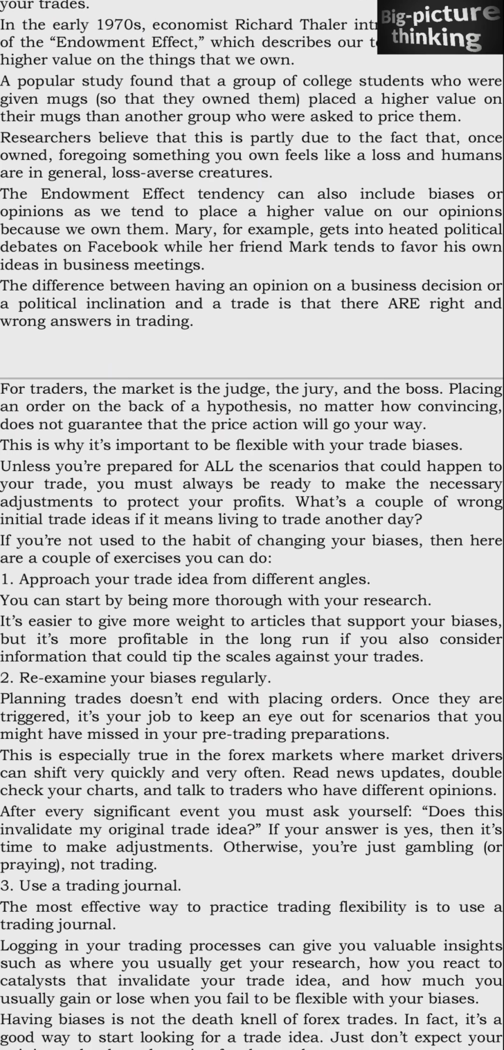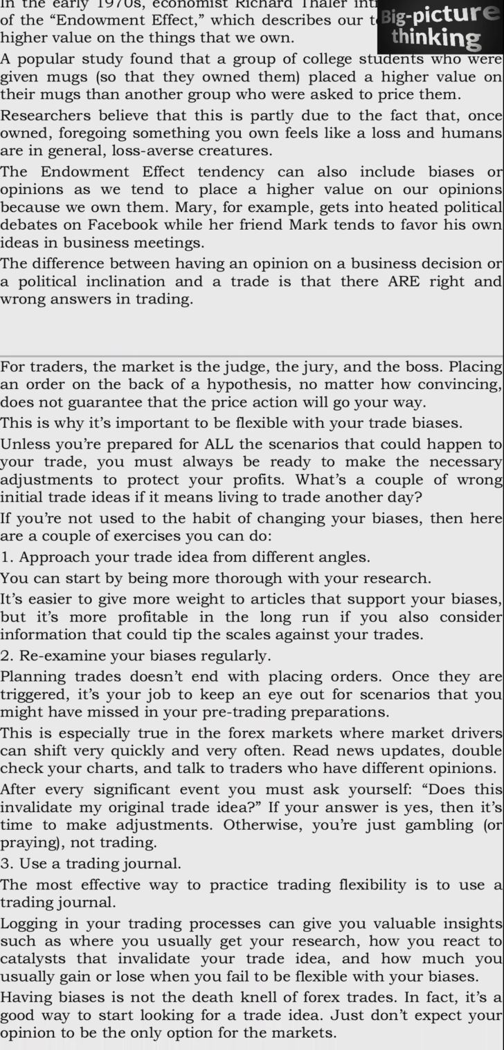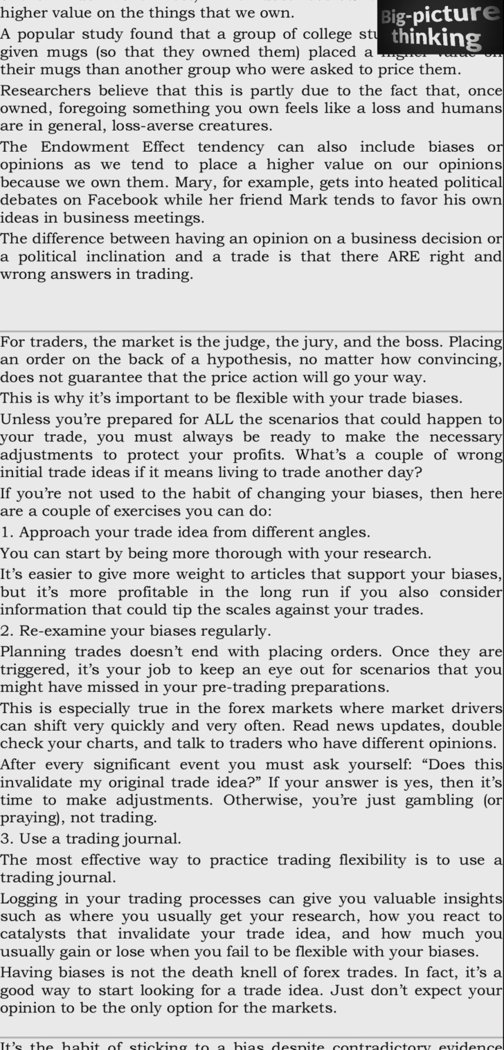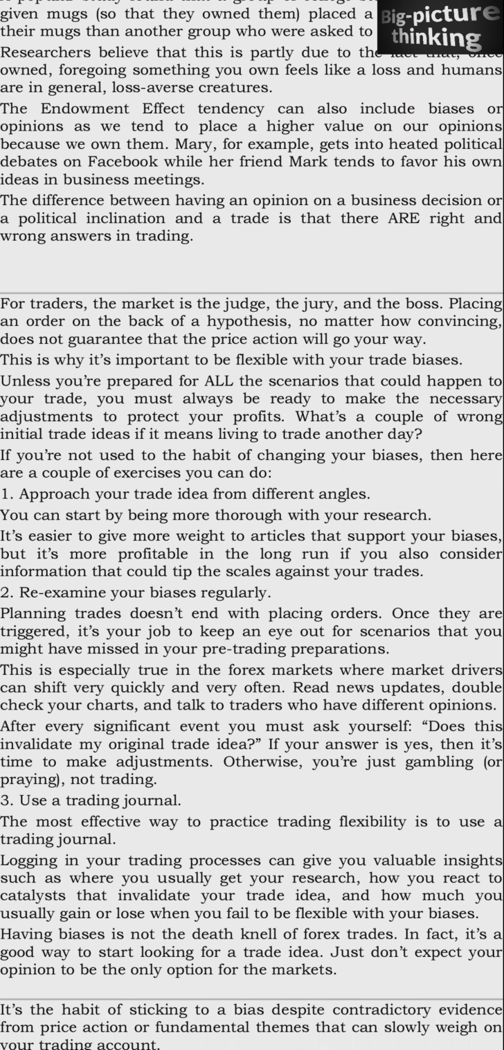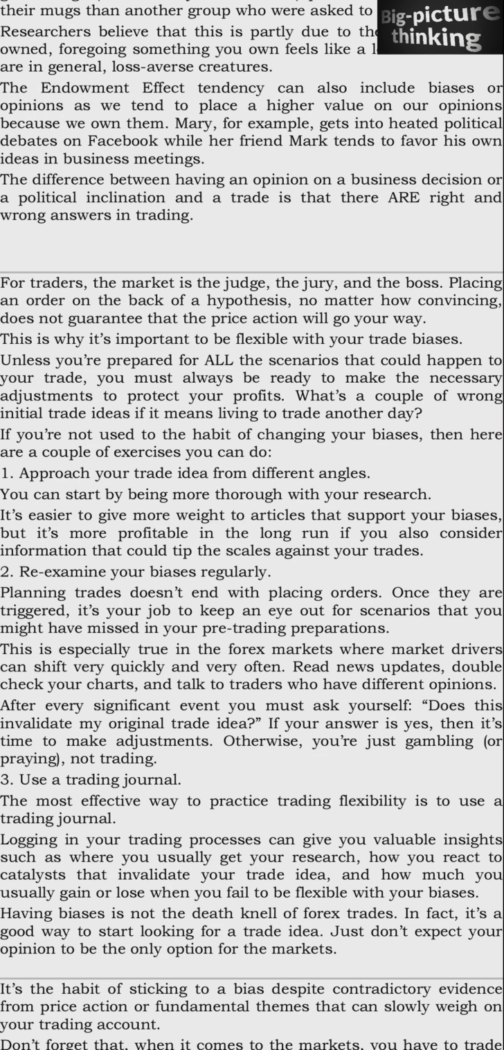Placing an order on the back of a hypothesis, no matter how convincing, does not guarantee that the price action will go your way. This is why it's important to be flexible with your trade biases. Unless you're prepared for all the scenarios that could happen to your trade, you must always be ready to make the necessary adjustments to protect your profits. What's a couple of wrong initial trade ideas if it means living to trade another day?